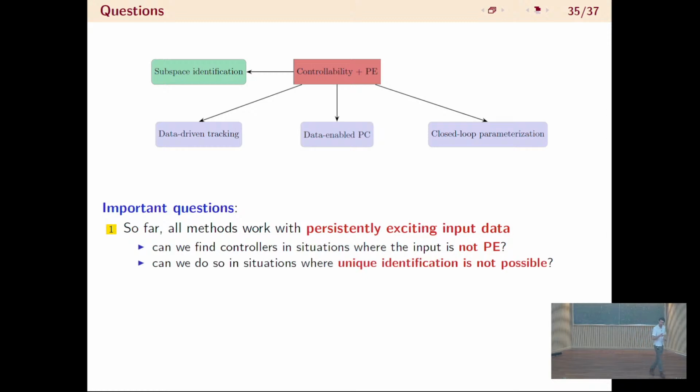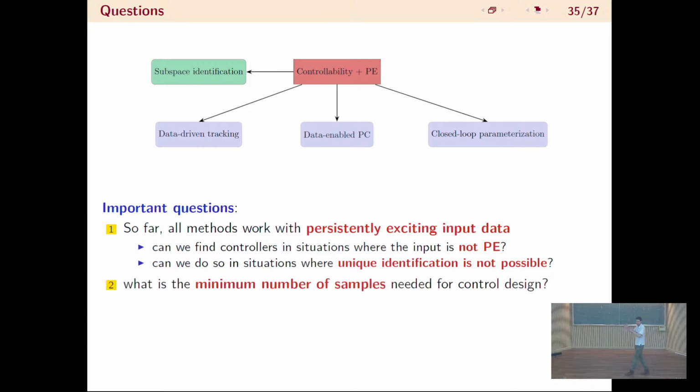But the very interesting question is the following. In situations where I do not have persistency of excitation of the input, and perhaps I cannot uniquely identify a model, can I still do control, at least for some control problems? Or can I still maybe identify certain system properties that my system has? That would be very interesting.